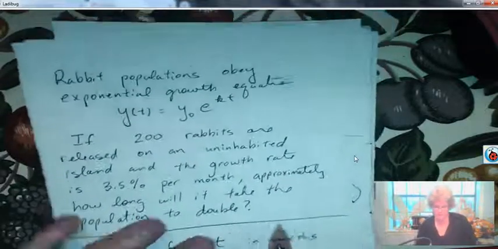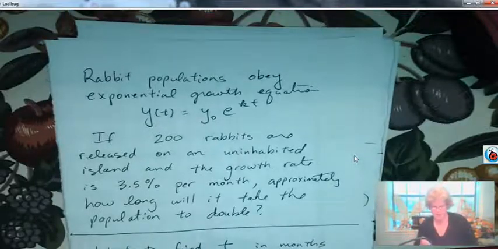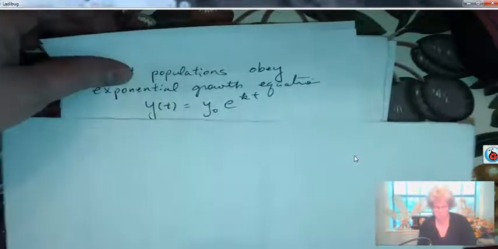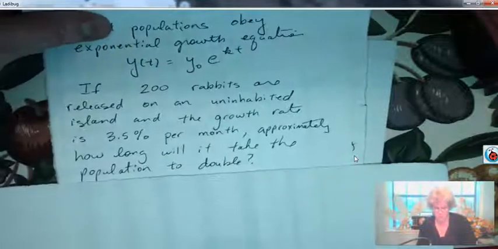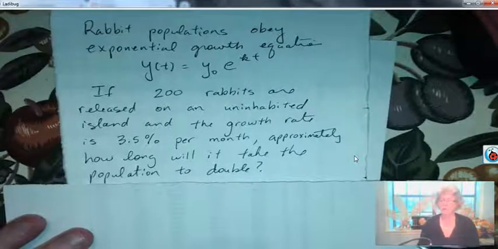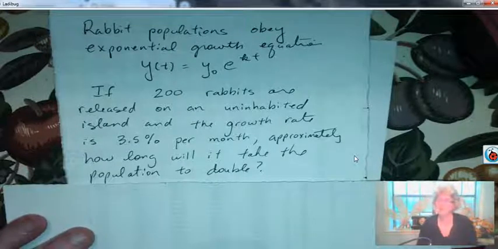Okay, so for example, rabbit populations obey the exponential growth equation. So this is a typical problem. If 200 rabbits are released on an uninhabited island and the growth rate is 3.5% and time is taken over months, approximately how long will it take the population to double? So how many months will it take this to double?